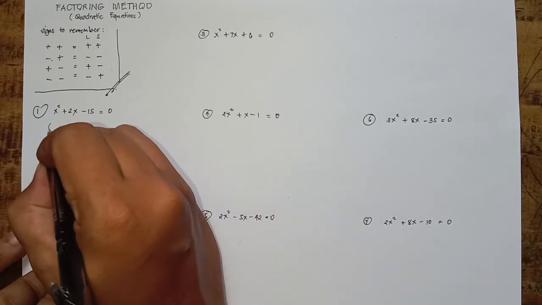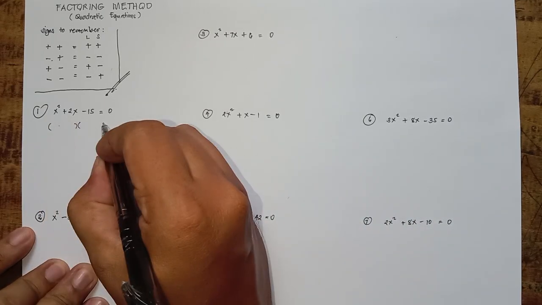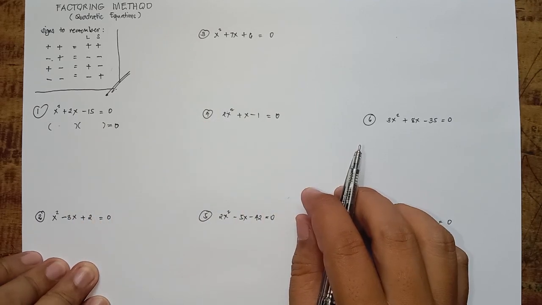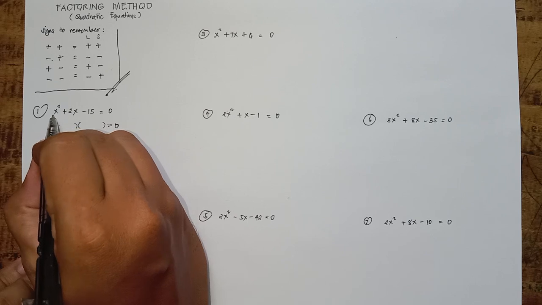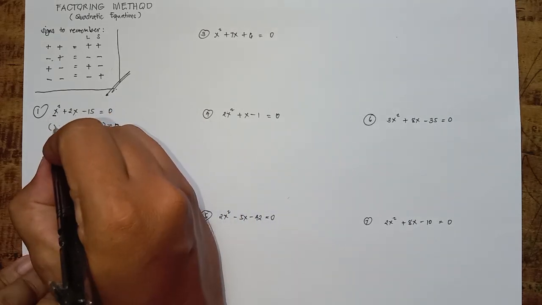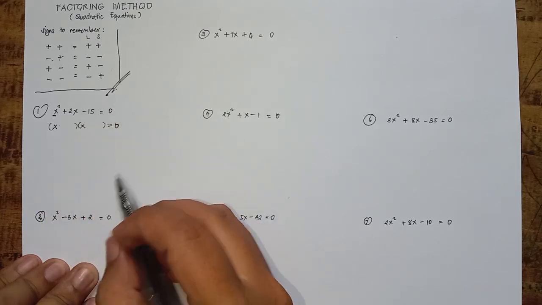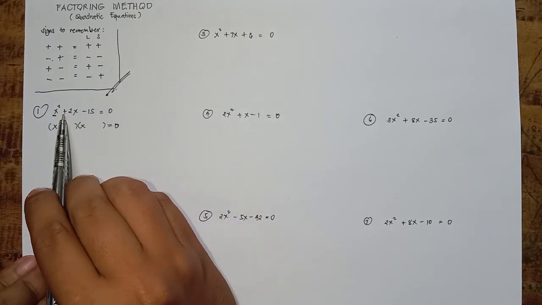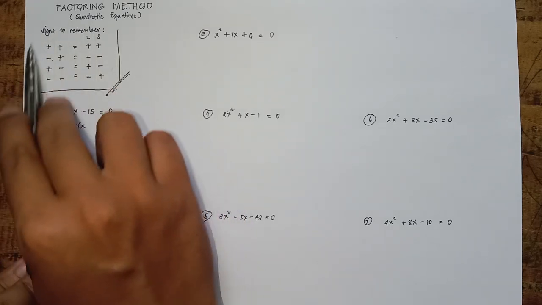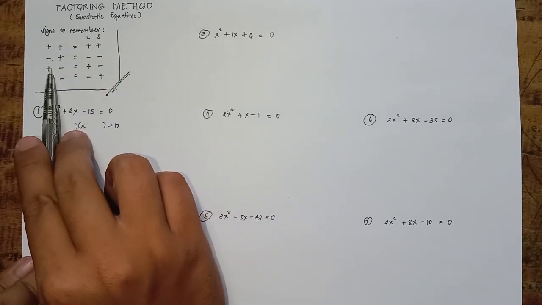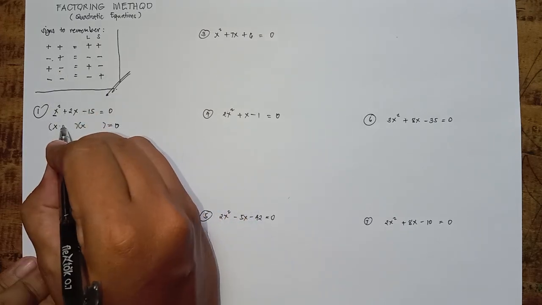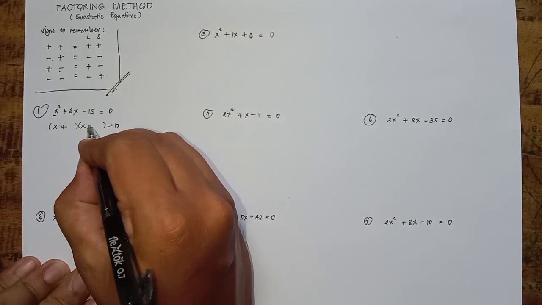So we will factor this one: x squared plus 2x minus 15. Since there is x squared, there are x and x. Since the signs are positive and negative, we will look at the sign. So positive, negative. Therefore, the signs should be positive and negative. So we will put positive and negative.